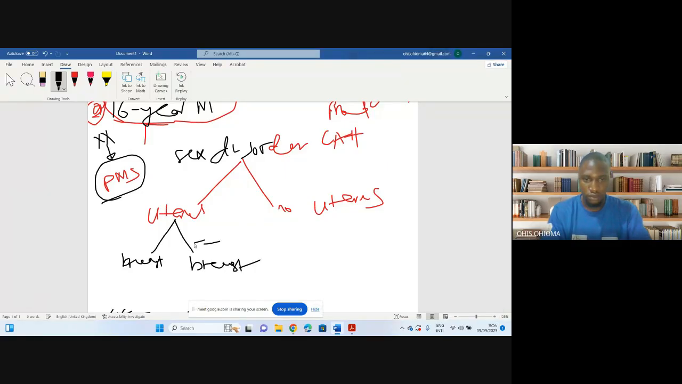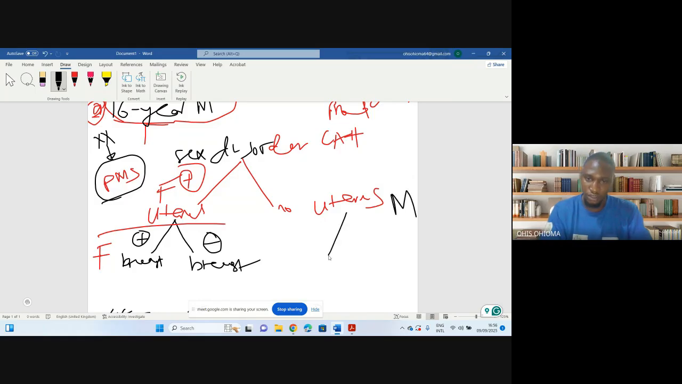So this has no breast, no breast, there's breast. There's uterus, so this is a female. So already this is a female. At this level, we are dealing with a female. But here, this patient does not have a uterus. You go further and ask yourself, yes, the patient is a male.